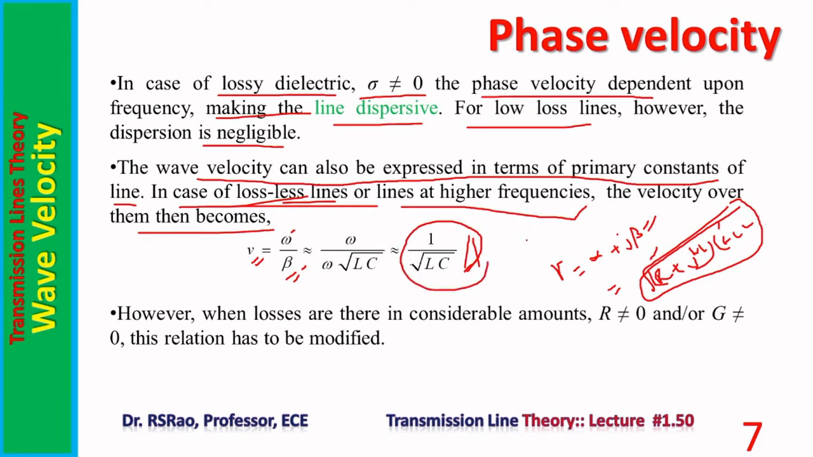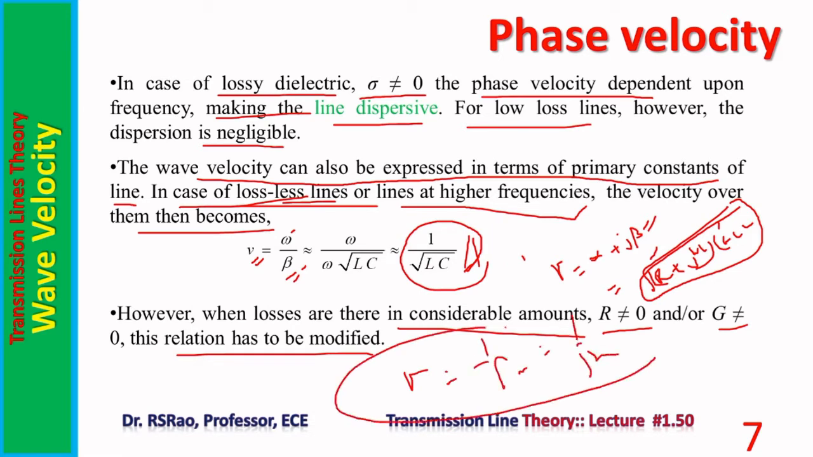V equal to 1 by root mu epsilon is the expression for V from field theory. However, when losses are there in considerable amounts, R is not equal to 0, G not equal to 0, this relation has to be modified. So V equal to 1 by root mu epsilon equal to 1 by root LC. This is only for lossless lines.